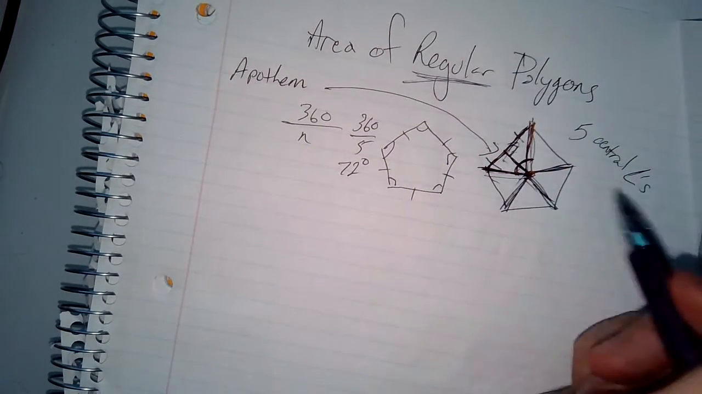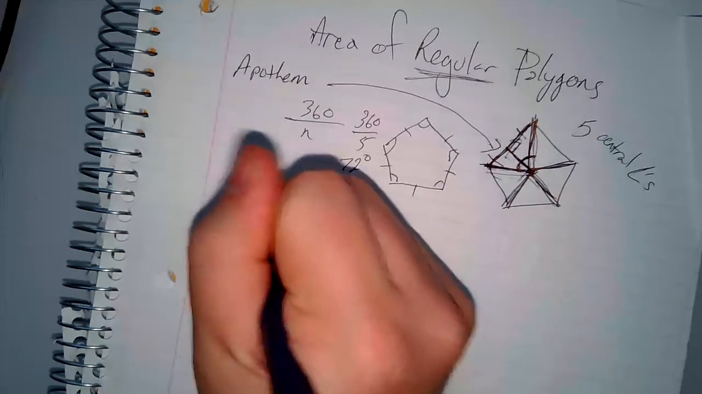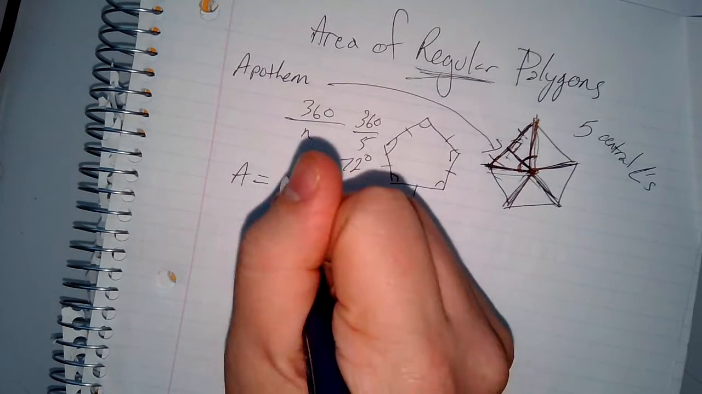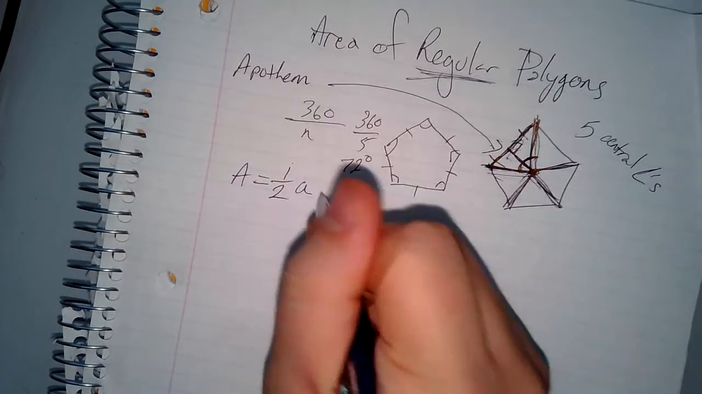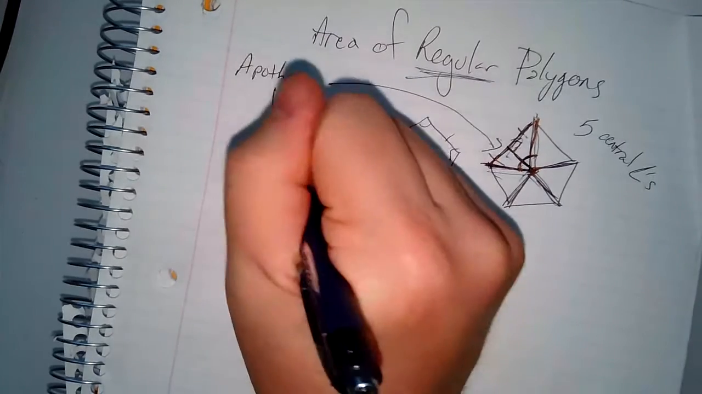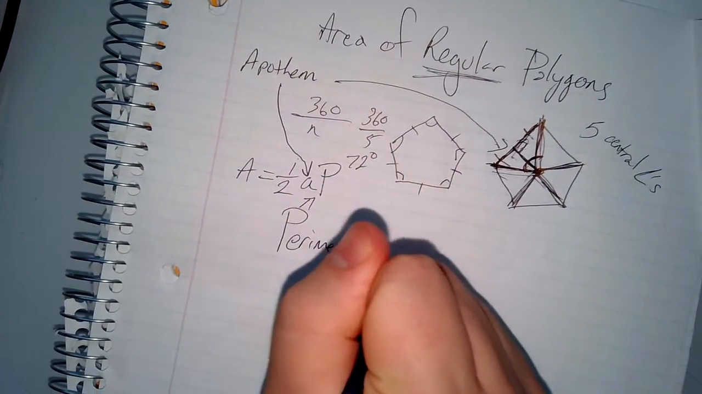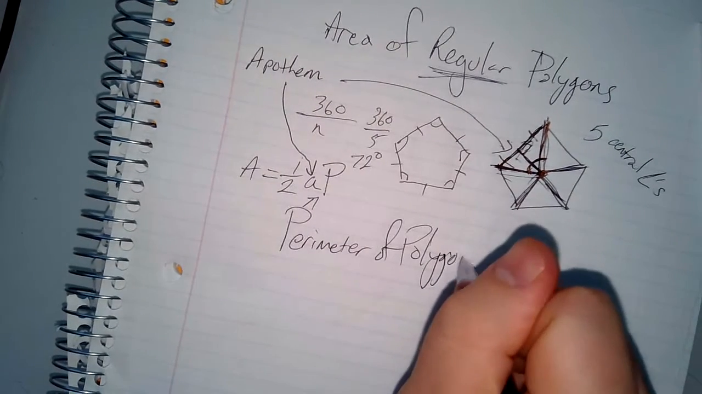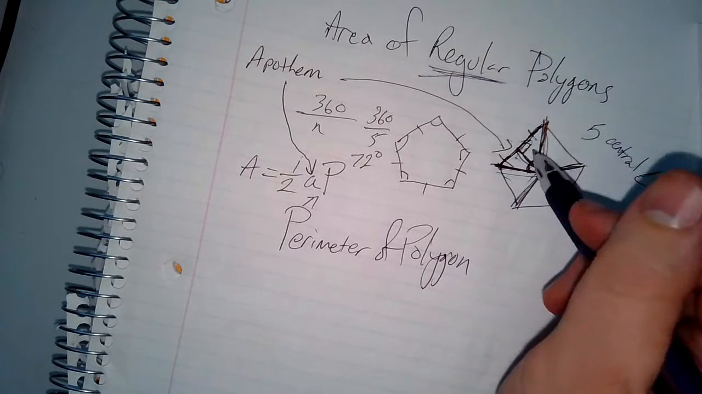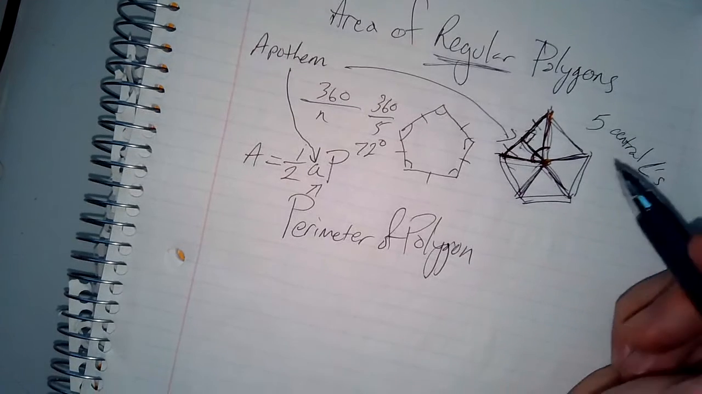Okay? All right. So to find the area of these shapes, we're going to use that word apothem that we just learned. Area of any regular polygon is going to be 1/2 times the apothem times the perimeter of the shape. So the apothem is that A, and the big P is perimeter of polygon. So 1/2 times this piece times all the perimeter. All right, let's do it.